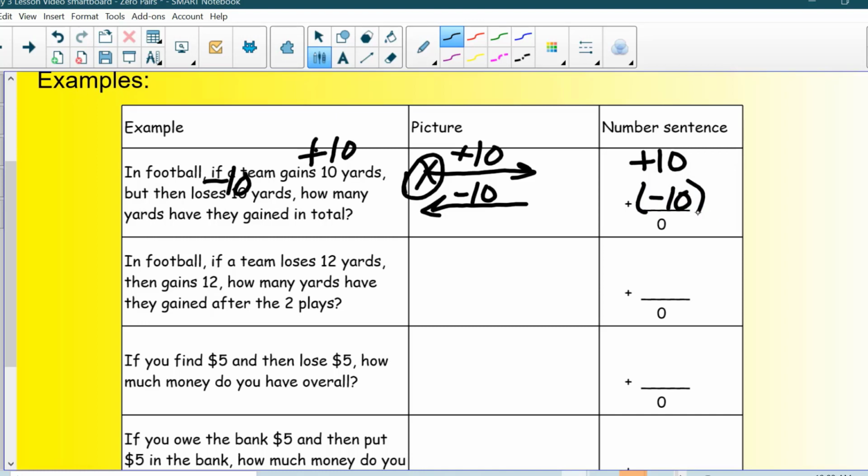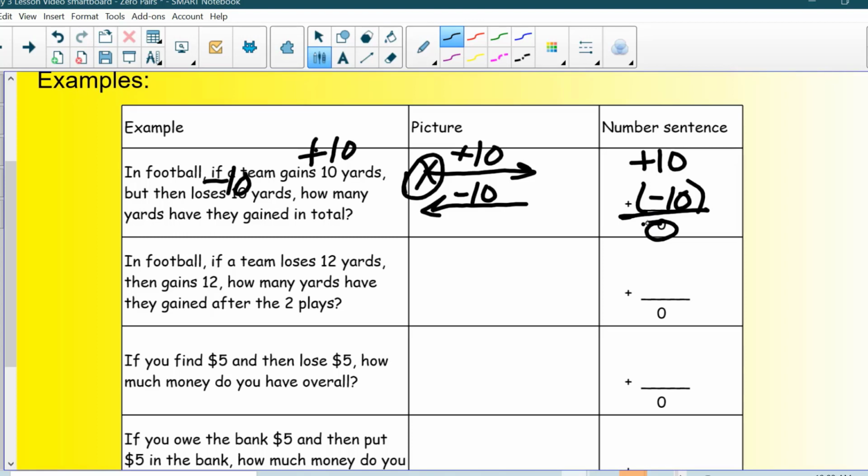Really, it's just to keep it neat so the plus sign and the negative sign don't get mixed up. And what does that equal? 0. So opposites cancel each other out when you add them together. Let's look at the next one.